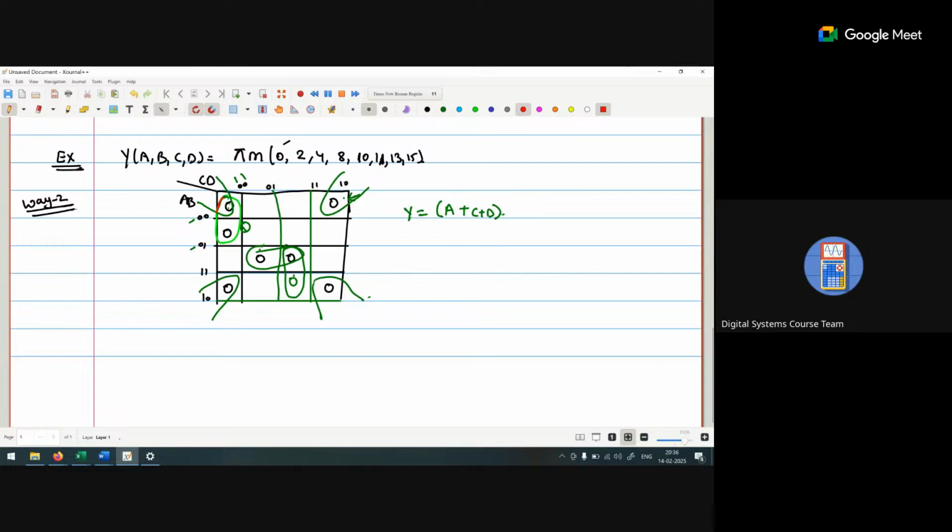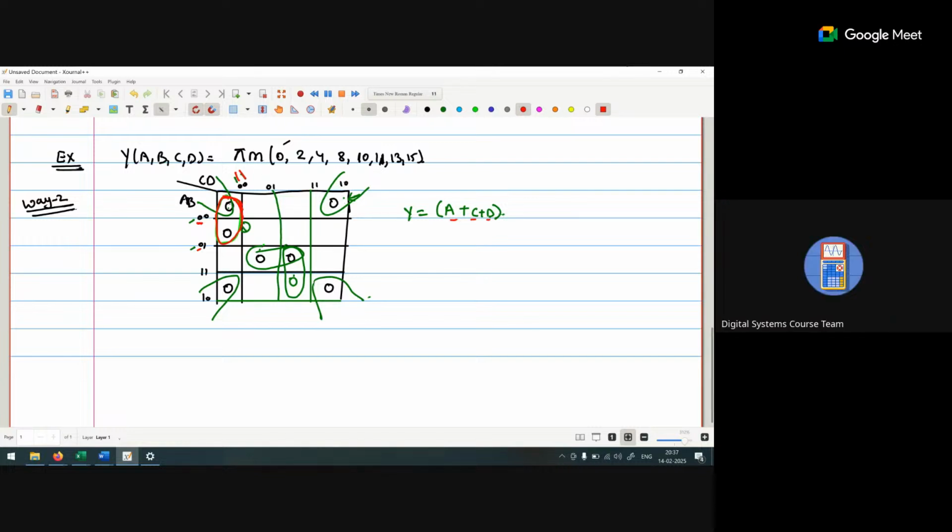If I am creating a group of this one and writing an equation for it, for this particular group, A is constant 0, C is constant and D is constant, and the value is 0 0. So the equation for this group is A plus C plus D. Any doubt? Sir, could you please explain this once again? A plus C plus D.